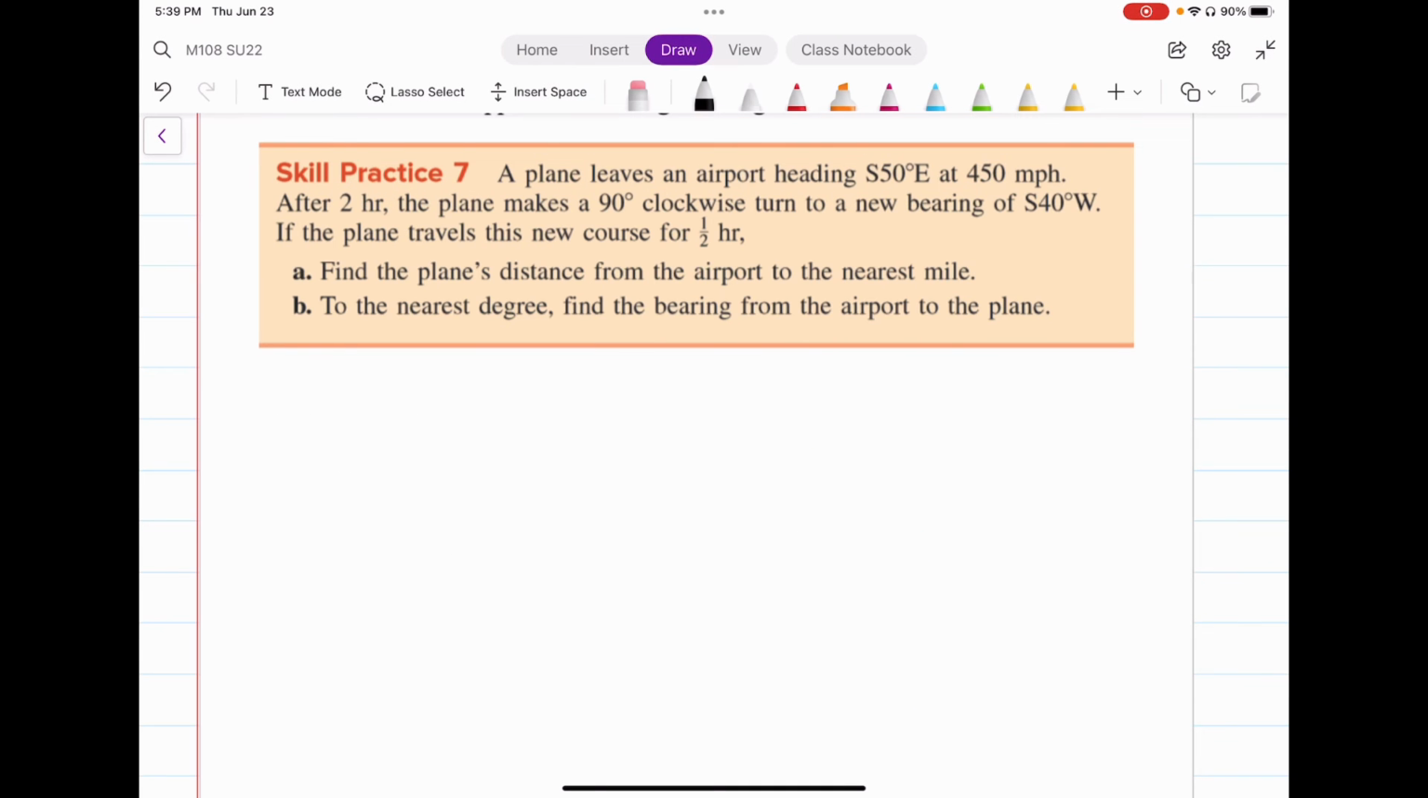Lastly, a plane is leaving an airport, heading at a certain bearing at a certain speed, and then after 2 hours, the plane makes a turn, has a new bearing for a new amount of time. Where is the plane in relation to the airport? Find the bearing from that airport. Let's draw a picture to describe what's happening here.